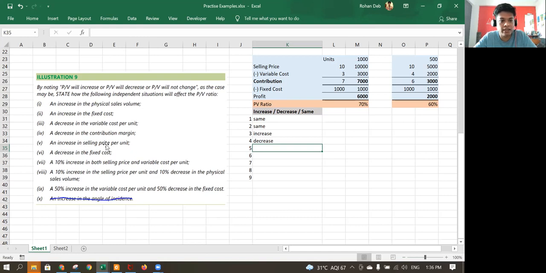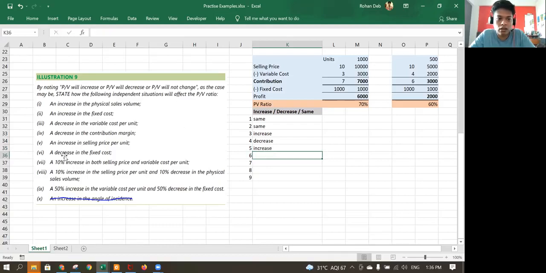Okay. Increase in selling price. What will happen if I increase my selling price? Sorry, Raghuveer, I was speaking in Hindi. The complicated thing here is that if I increase my selling price, the contribution will also increase. But because my variable cost is there, the increase in the selling price will be greater than the increase in the contribution. So ultimately, if I make it 15, you can see the PV ratio increases. If I make it 20, again you can see it's still increasing. So it will increase.